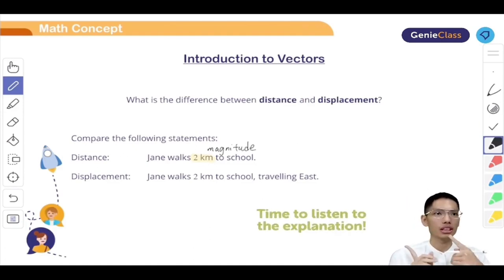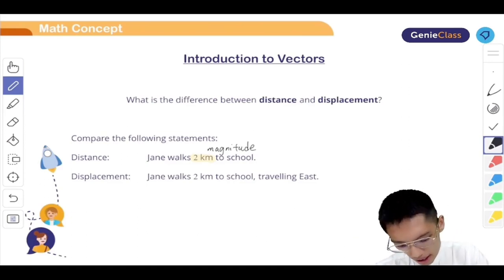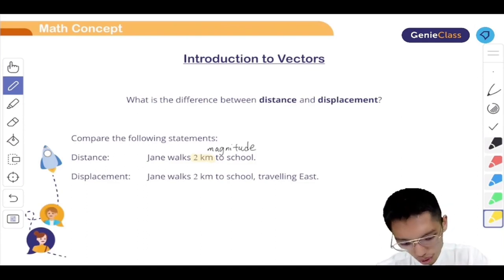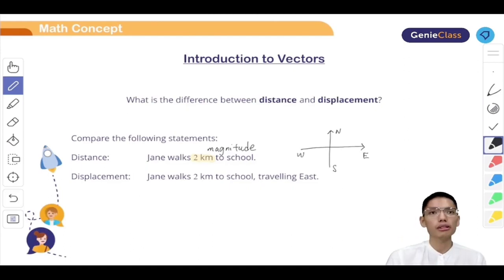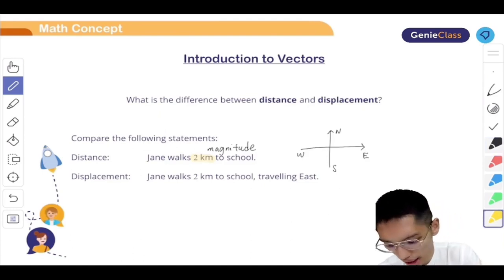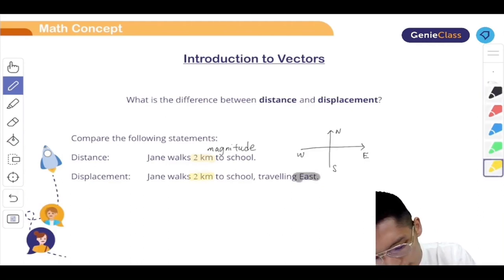Time to listen to the explanation, very important. When I talk about displacement, for those who are unclear with north, south, east and west, this is the notion over here. The difference between displacement and distance is that there is something I need to consider. Now, what is that something? Does anybody want to try? Let me do the same color coding: the 2 km and then the east mentioned over here.